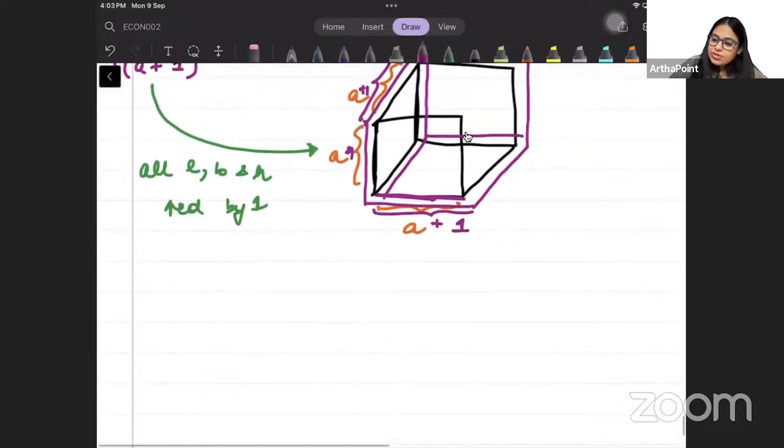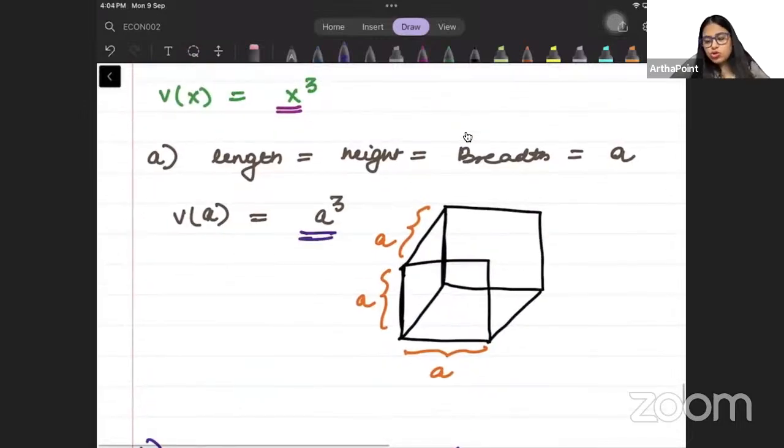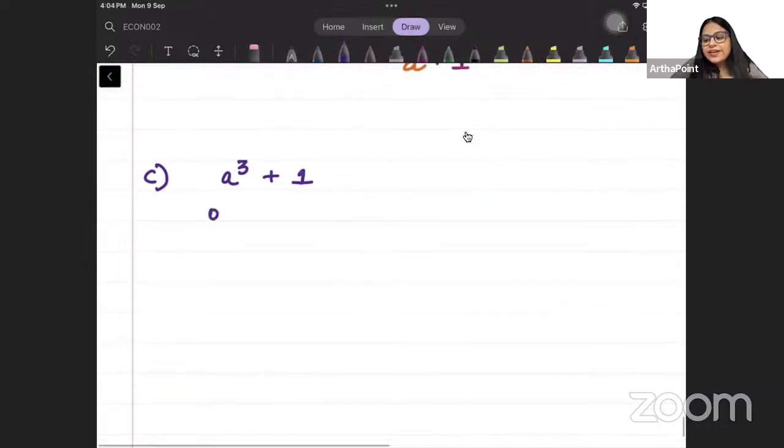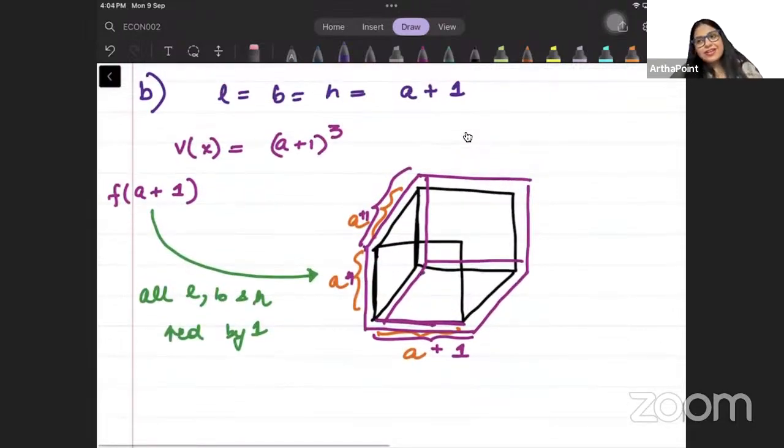But point number 3 beta. Suppose I ask you what is a cube plus 1. माने of the old cube, जो भी old cube का volume आया था, I am just adding 1 to it. Old cube volume plus 1. So both are not same thing. दोनों चीजें बराबर नहीं हो सकती ना. Here length, breadth and height have increased by 1. So I'm talking about a bigger cube. This is f of a plus 1.